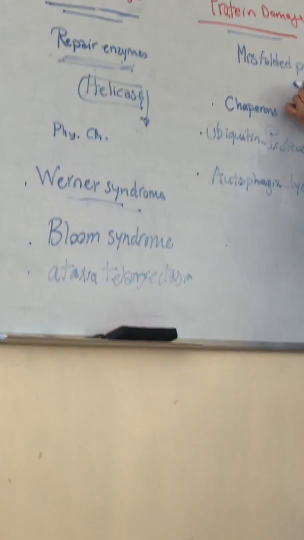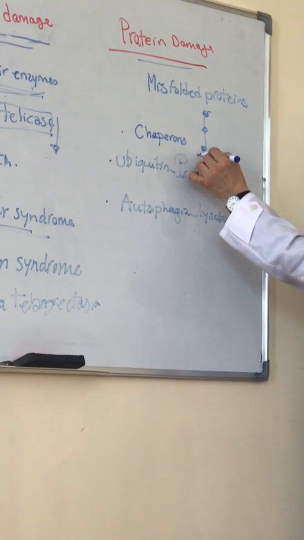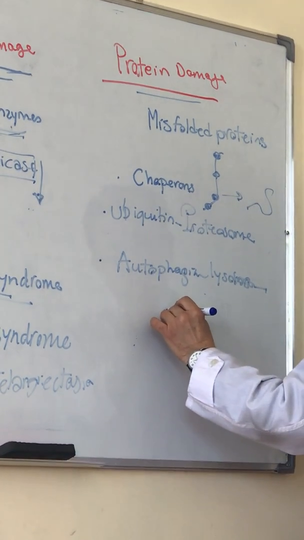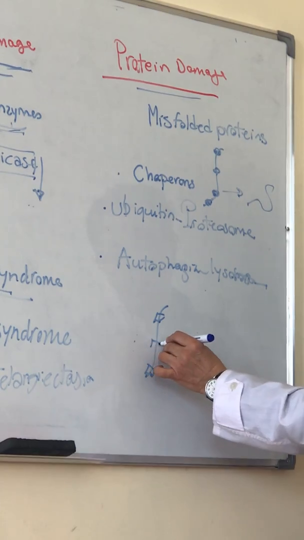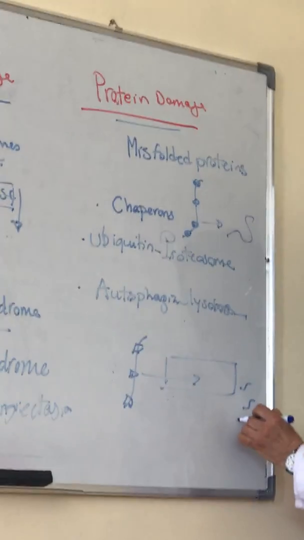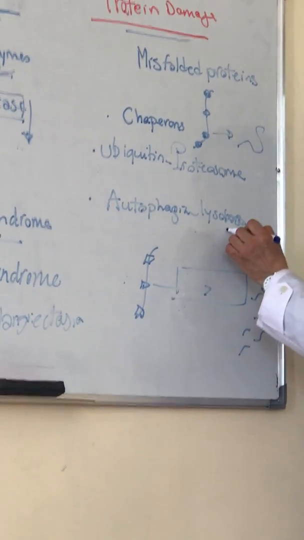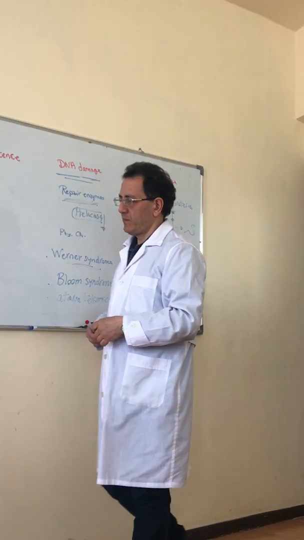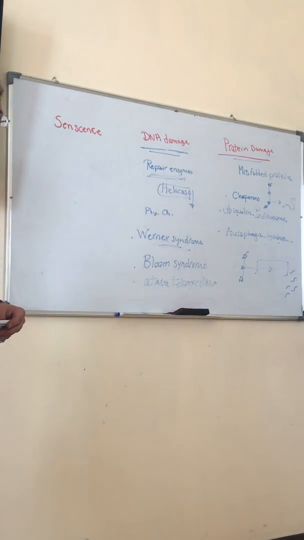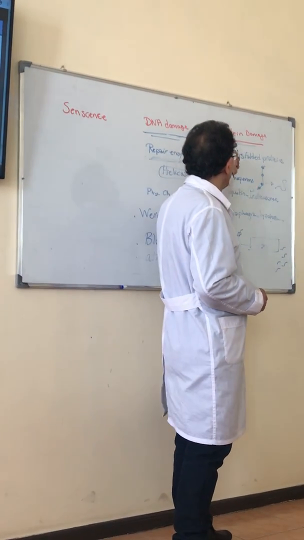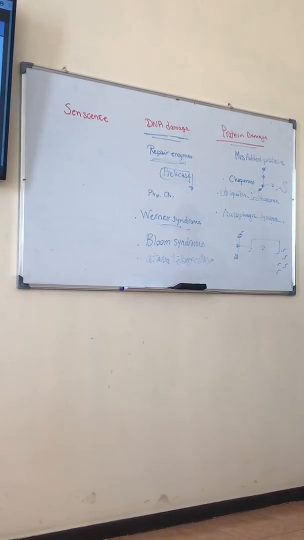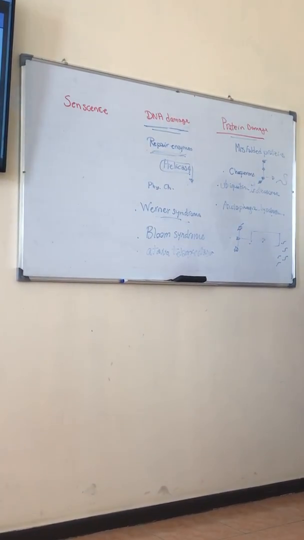If you remember, the chaperones were small molecules on the polypeptides that give the proper folding of the polypeptides. And in the ubiquitin proteasome system, small molecules of ubiquitin are attached to polypeptides and then inserted into the proteasome system and changed to very small fragments. And in autophagia lysosome, as I explained last time, cell components are eaten by the cell itself through this process of autophagia. So one of the causes of cell aging is protein damage. The accumulation of abnormal and misfolded proteins causes cellular aging and cellular death. So these are the three important causes of cell death.